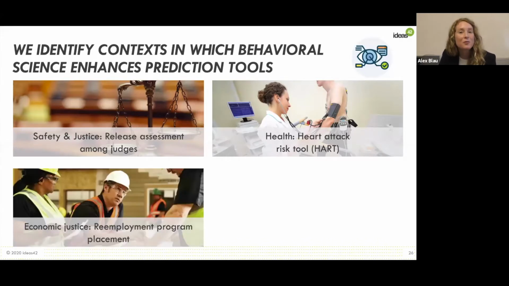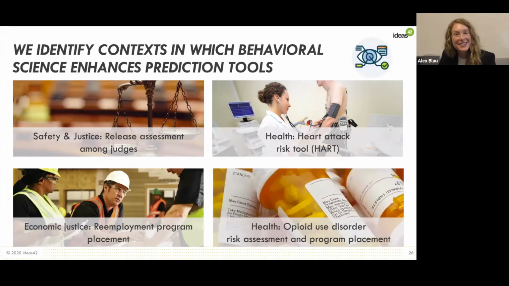Another field that we're working on this in is the economic justice field with a reemployment placement program. When a worker is re-entering the workforce, they have to make a prediction about what program is going to give them the most benefit when they're trying to retrain. So we're working right now on training an algorithm that uses data on previous employment programs to try to understand what workers will benefit from which program. So it's a little bit more like a matching problem.